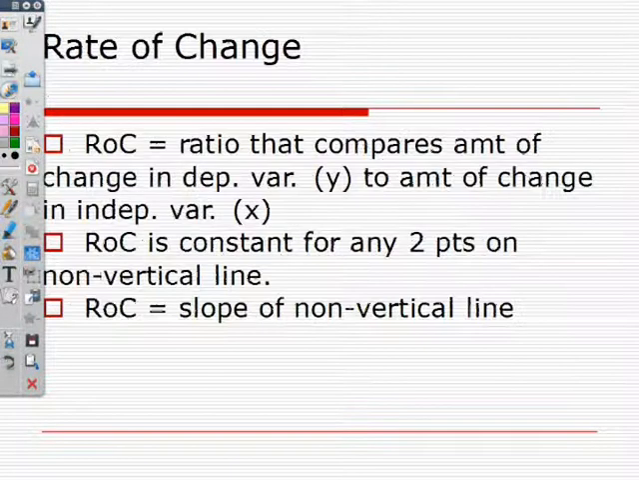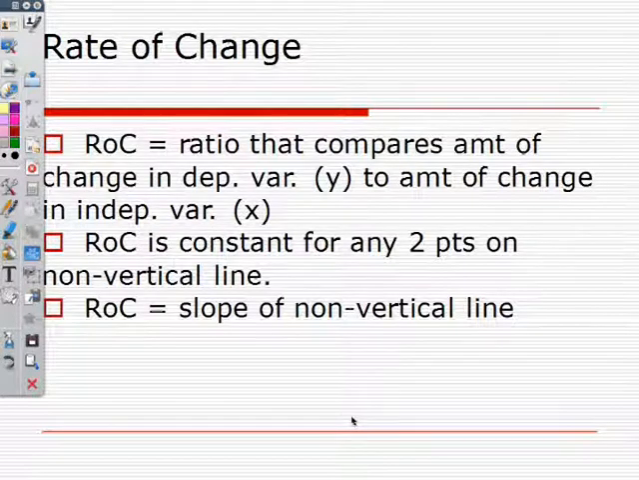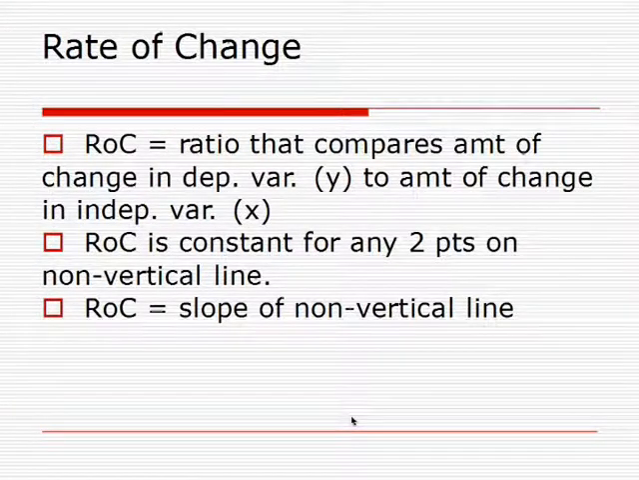Rate of change. And this is the first vocabulary word on page 67. You're going to have to write small to get these things in, but all of these things are really important. Rate of change is sort of a more general way of talking about slope. So rate of change is a ratio that compares the amount of change in the dependent variable, which is y, to the amount of change in the independent variable.